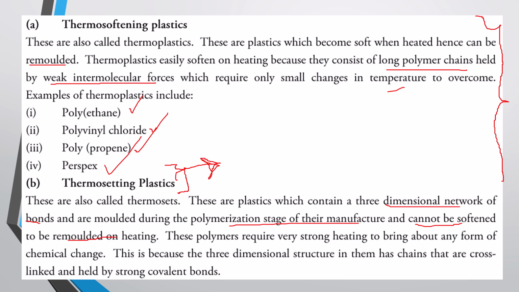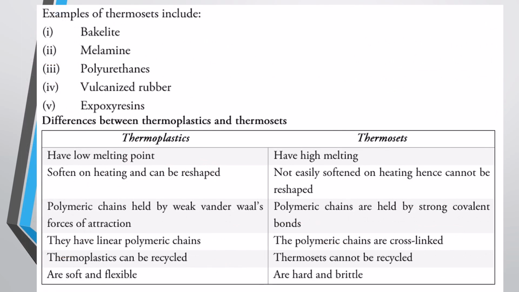So these polymers are going to require very strong heating to bring about any form of chemical change, and the reason for that is because they are joined by strong forces of attraction, held by strong covalent bonds. Examples of thermosets, or plastics that cannot be remolded or do not soften on heating: one of them is bakelite, the other is melamine. We also have vulcanized rubber together with epoxylenes.